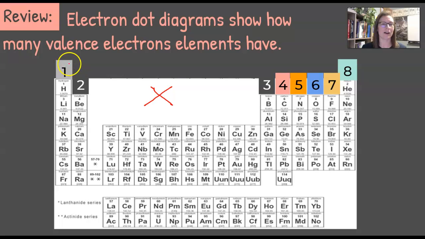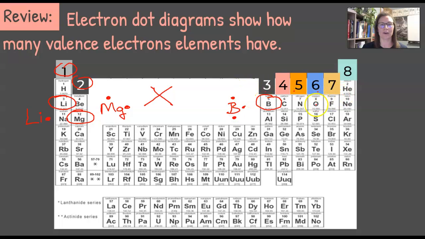So here we have our A group elements numbered: 1A, 2A, 3A, 4A, 5A, 6A, 7A, and 8A, right? So remember, our dots correspond to that group number. So for example, an element in group 1, like lithium, would have a single dot. So the dot diagram for lithium would look like this: one dot. If I did magnesium, the dot diagram for magnesium would have 2 dots. If I pick something from the 3A column, like boron, boron would have 3 dots.